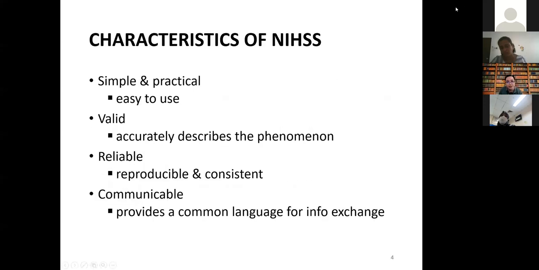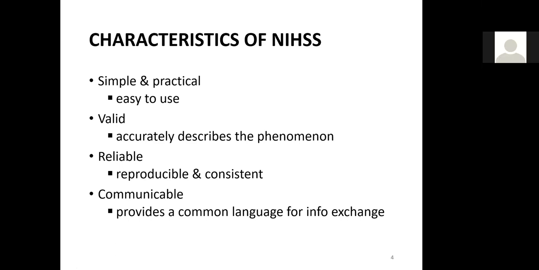Okay, so the characteristics of NIHSS. Number one, it is simple and practical. Although for a start, with 11 components altogether, it might seem a bit difficult, after practicing a few times it will be pretty straightforward, practical and easy to use. It accurately describes the phenomenon that the patient is having, and it is reproducible and consistent. To make it reproducible and consistent, we must follow the rules of NIHSS, which I'm going to talk about later on. And it provides a common language for information exchange, like the GCS.